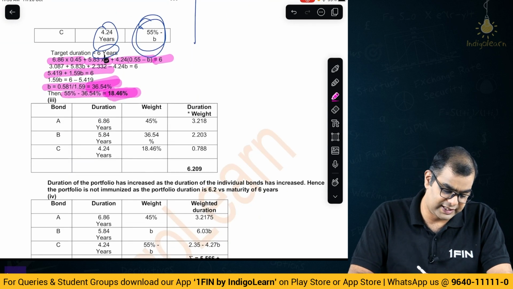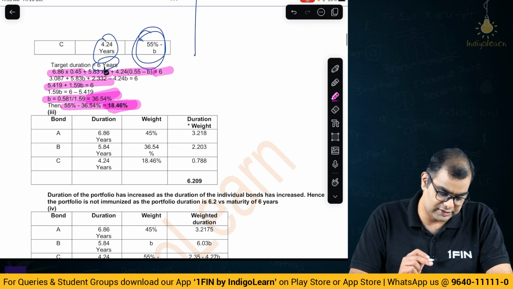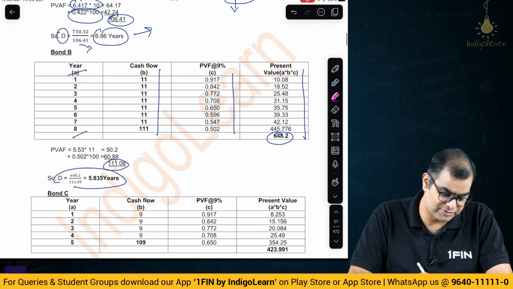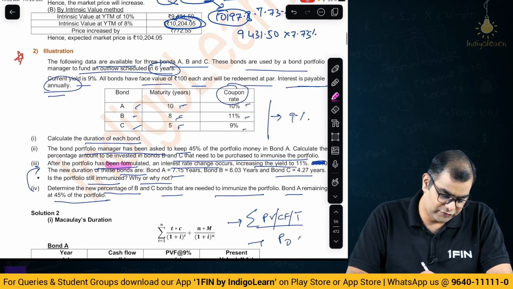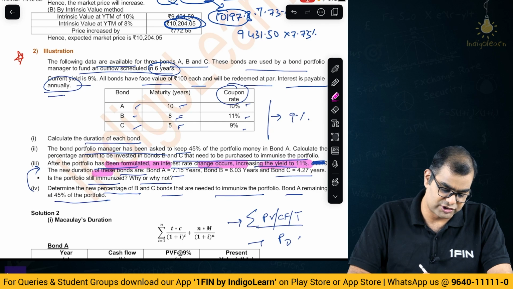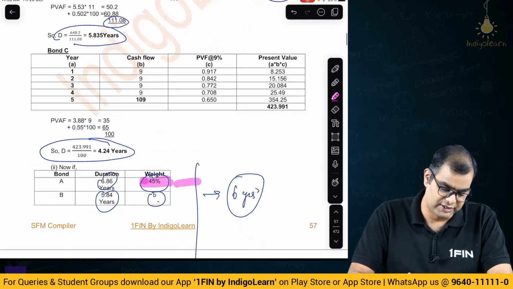Now, what have they said? They have said in second case, these durations have changed. The duration is changed by how much? After the portfolio has been formulated, interest rate change occurs, increasing the yield to 11%. So, from 9, yield has gone up to 11. The new durations of the bonds are 7.15, 6.03 and 4.27.